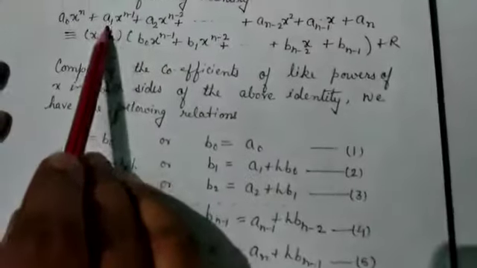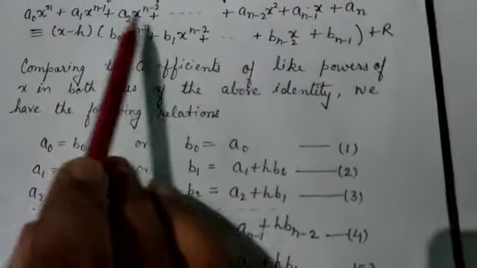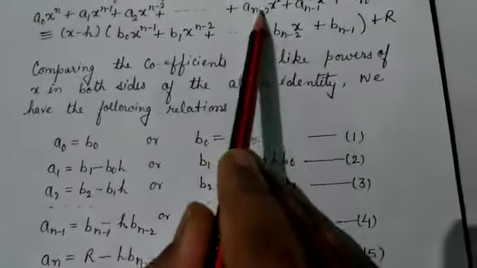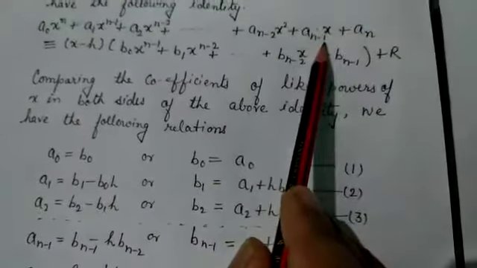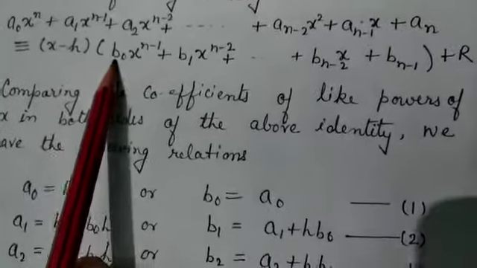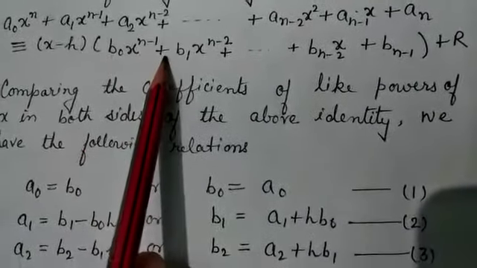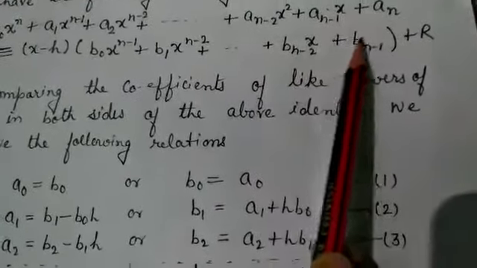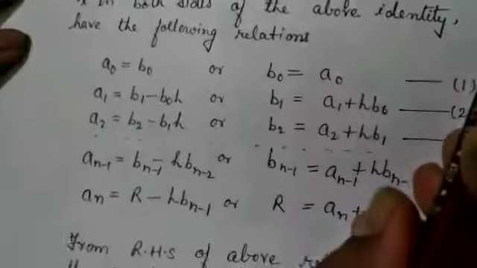a0 x^n + a1 x^(n-1) + a2 x^(n-2) + ... + a(n-2) x^2 + a(n-1) x + an will be equal to (x minus h) times (b0 x^(n-1) + b1 x^(n-2) + ... + b(n-2) x + b(n-1)) plus r.